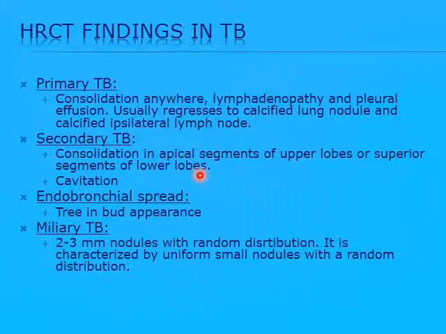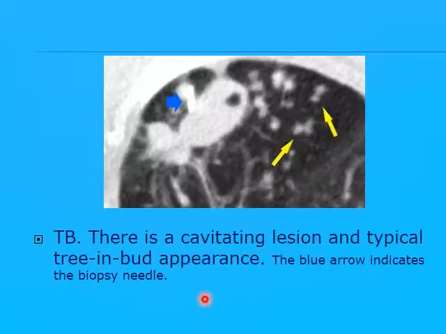Secondary TB is characterized by consolidation. It likes the areas of the apices of both the upper lobe and lower lobe with cavitation. Endobronchial spread is characterized by tree-in-bud appearance. Miliary TB is characterized by miliary nodules. Miliary nodules means that it is 2 to 3 millimeter in size and having random distribution in lungs.